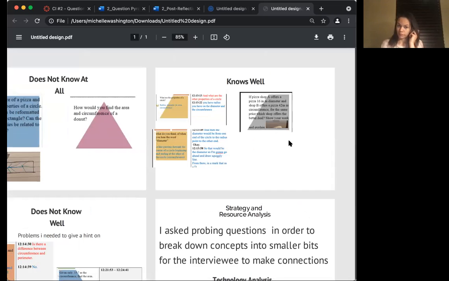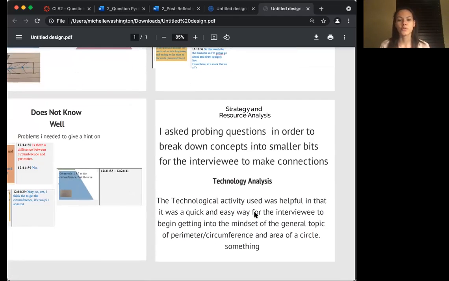For knows well, those are mostly the questions in the two lower levels, the remember and the understand. He knew the definitions very well. He was able to label the circle very well. And after all of the previous questions from the does not know well, he was able to answer my more upper level question. I believe this was an evaluate, about comparing the pizza shops. He answered it very quickly and was able to take everything that he picked up in those previous questions and implement it into the pizza shop question.